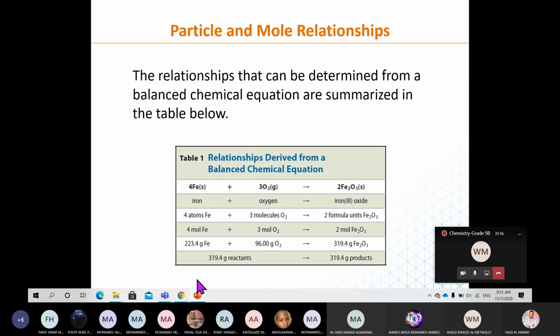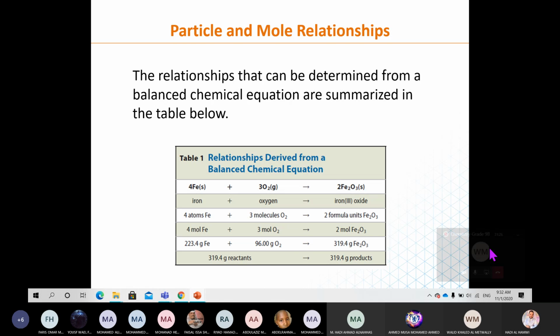But look here, this is the main idea. 319.4 grams of reactants, 319.4 grams of products. So what can we deduce from here?